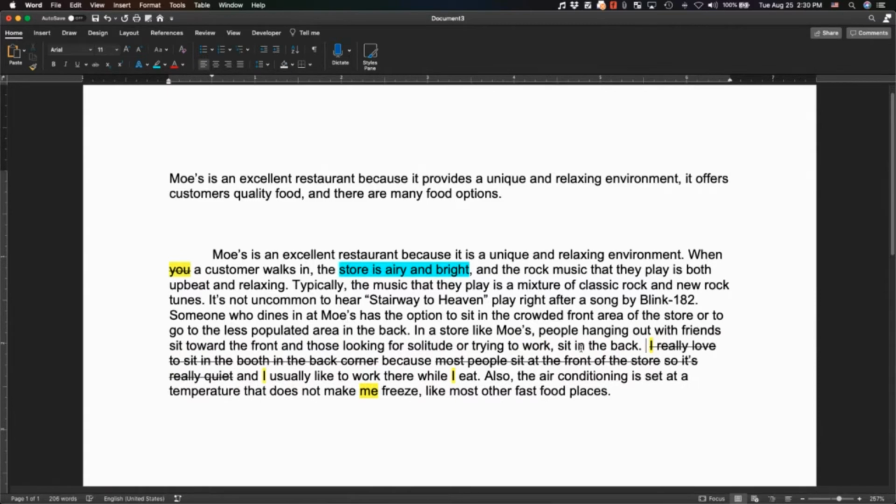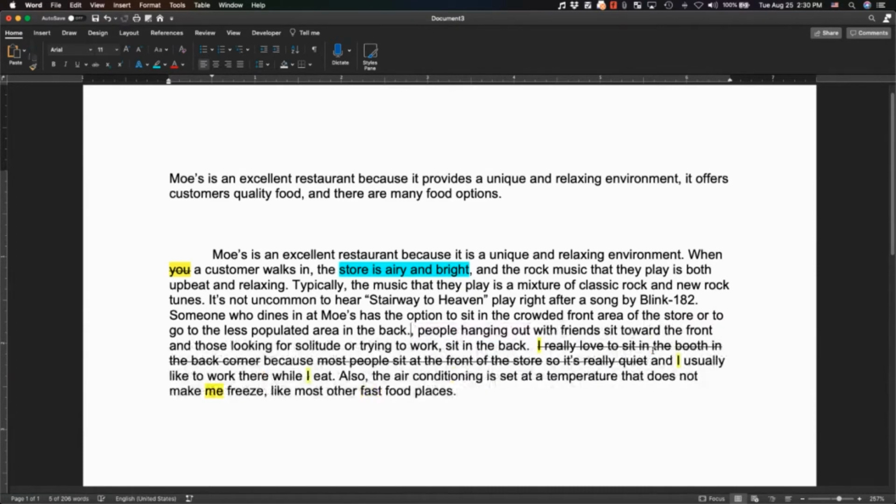Okay, that sounds stronger, doesn't it? Now, there is one thing, because we've just identified Moe's here, and we're talking about it again. We've also used the word store in both sentences. You've got it here, you've got it here. Let's take out that repetitive part. What can we say? Let's see. Well, what about that? Can we just take that out? So let's read it out again. Someone who dines in at Moe's has the option to sit in the crowded front area of the store or to go to the less populated area in the back.